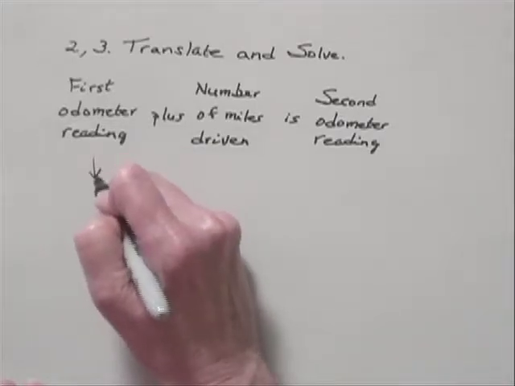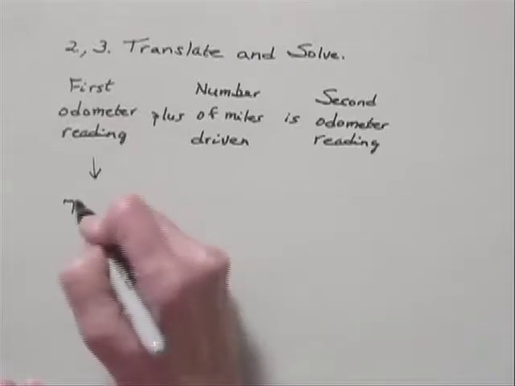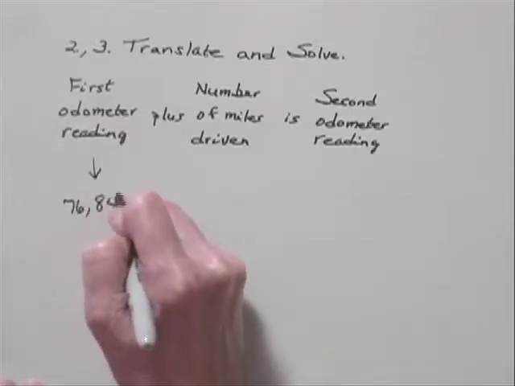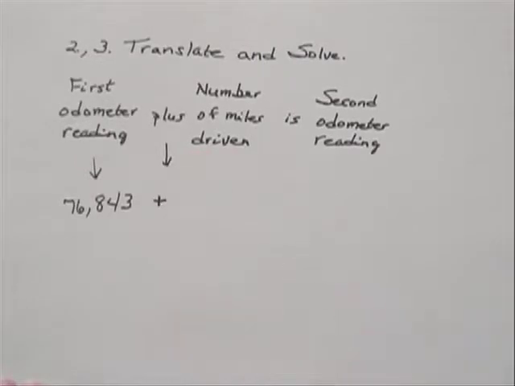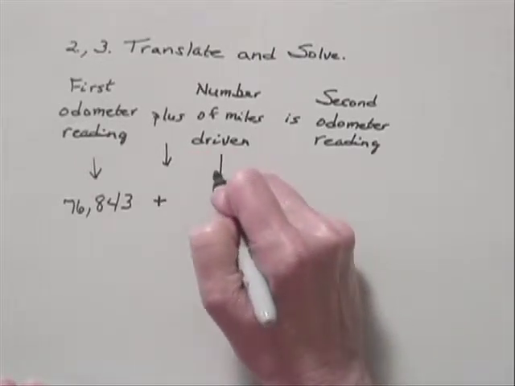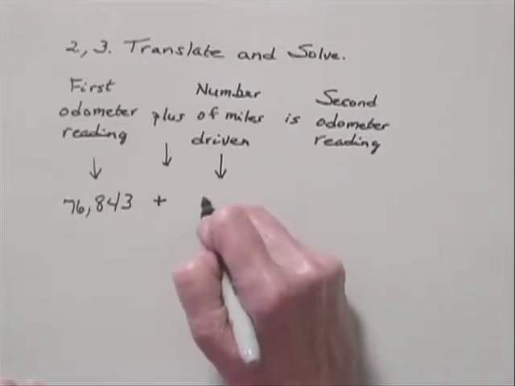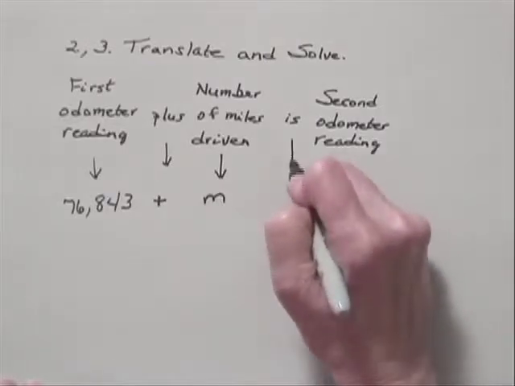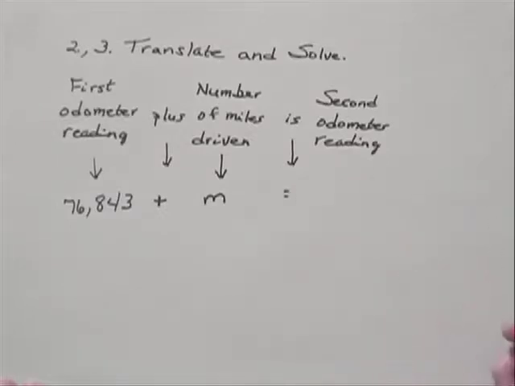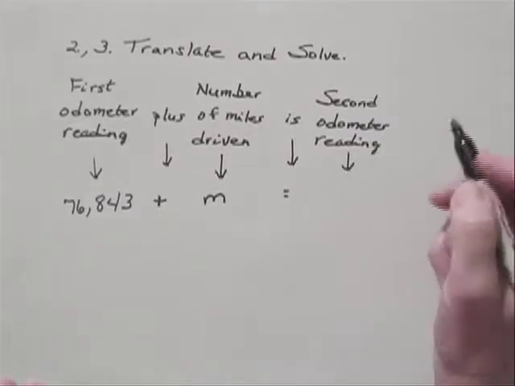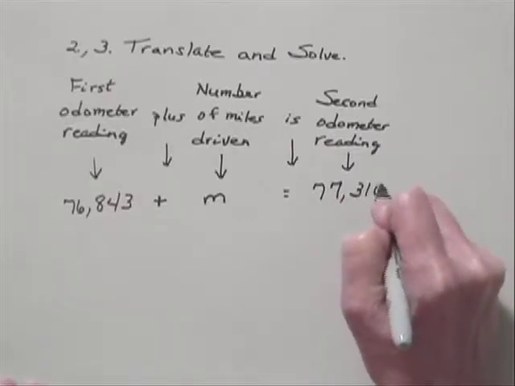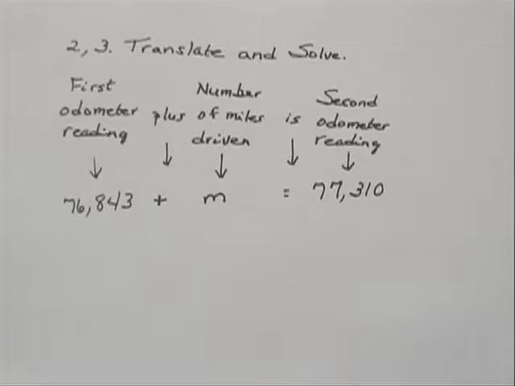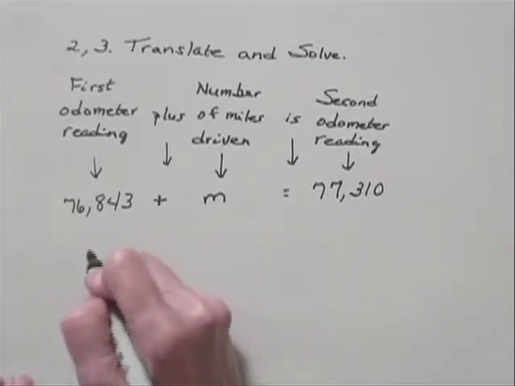So first odometer reading plus the number of miles driven is the second odometer reading. We were told that the first odometer reading was 76,843 miles, plus just translates to the plus symbol. The number of miles driven is what we're trying to find, and we've called that m. Is translates to equals, and this would be the second odometer reading, which we were given in the statement of the problem, 77,310 miles. Now, to solve this equation, we subtract 76,843 on both sides.